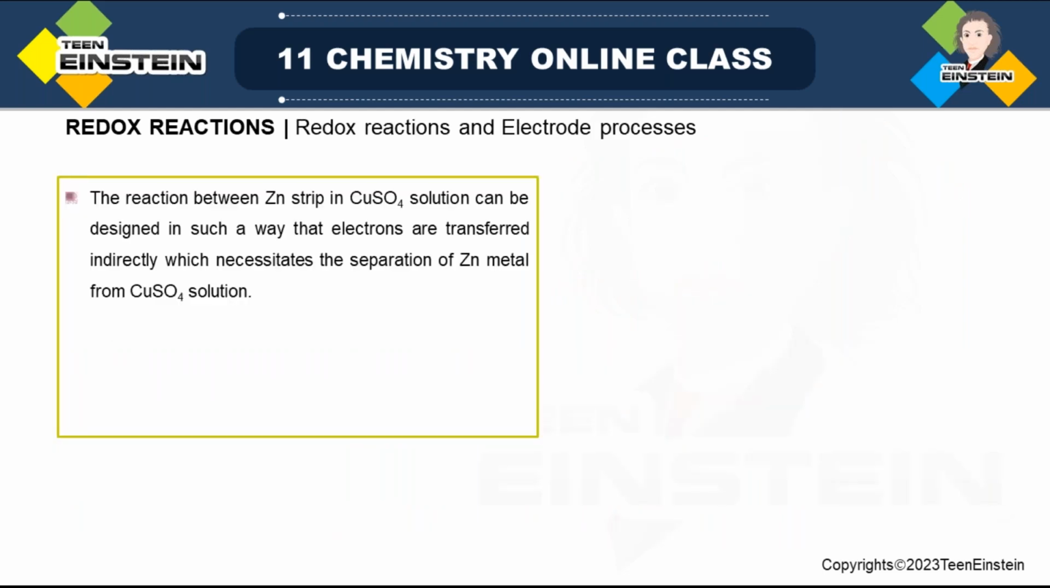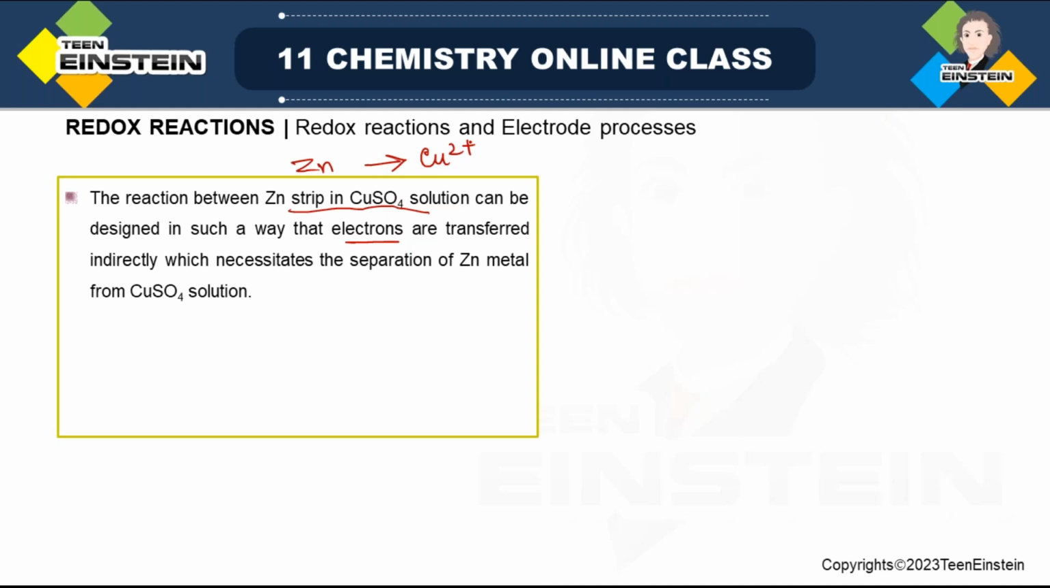Next we will see how we can do so. In this case, we directly dipped the zinc strip in copper solution. But suppose we do the same reaction in a different way. The reaction between the zinc strip and copper sulfate solution can be designed in such a way that the electrons transferred from zinc to Cu2+ do not transfer directly. So they will not remain in contact with each other, that is, Zn will not remain in contact with CuSO4.